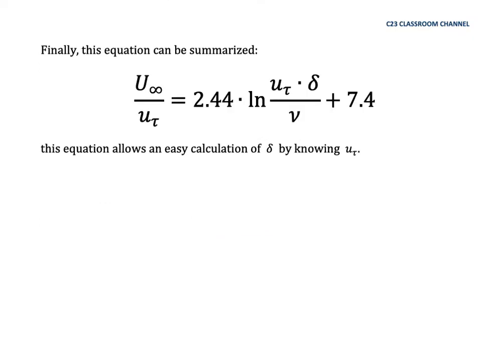And then finally, we could summarize the equation as shown in the slide. U over U tau equals 2.44 ln U tau delta over nu plus 7.4. This equation allows an easy calculation of delta by knowing the value of U tau. And this nu is the kinematic viscosity.